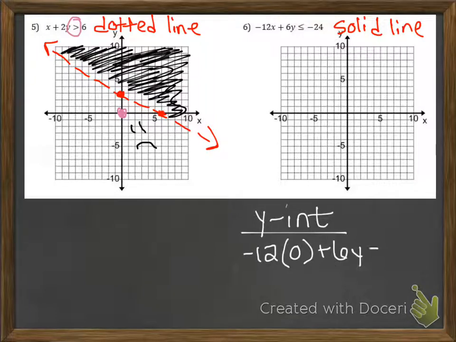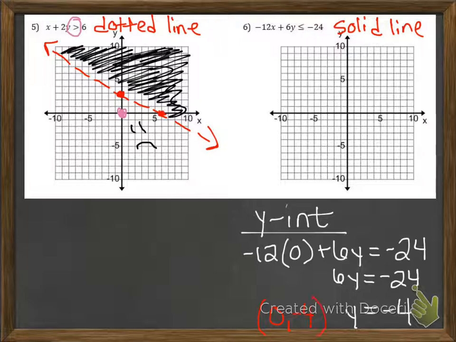For number 6, we're going to go through the same process to start out. We're going to find 2 points to graph, in this case the y-intercept and the x-intercept. We'll find the y-intercept by plugging in 0 for x. Then we'll solve for y. That gives us y is negative 4. So there's 1 point that we can put on our graph.